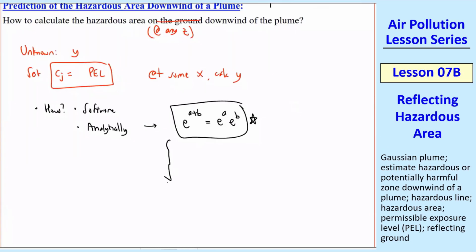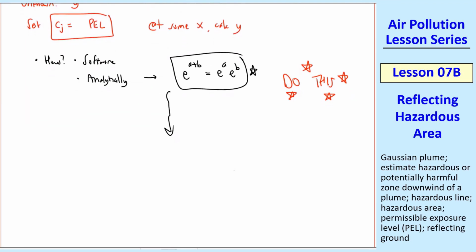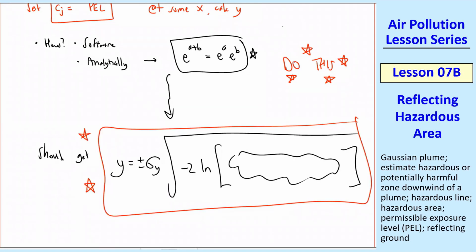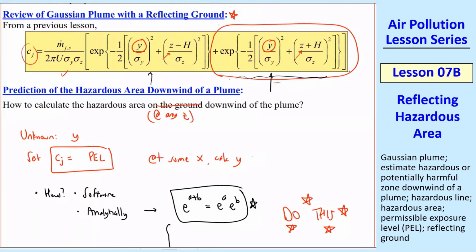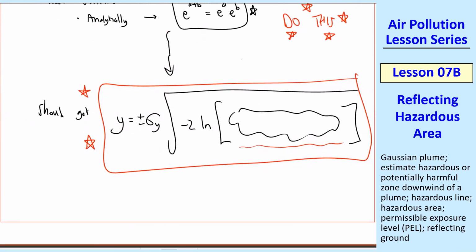So do this on your own. I'm going to put a big star here and say do this. Make sure you get the right answer and you get the right equation, because I will not have this equation on the equation sheet. I want you to do this. This is part of the educational process here, to do the algebra. And so you should get, it'll look just like the previous one except be a little longer because you have that extra term: y equals plus or minus sigma y times the square root of -2 natural log of a whole bunch of terms in here that have all these constants and the z's and the h's, etc. And so that is not very difficult. I want you to do that.